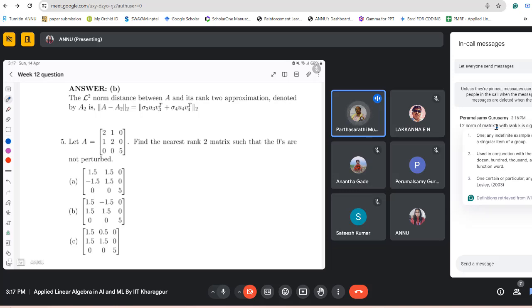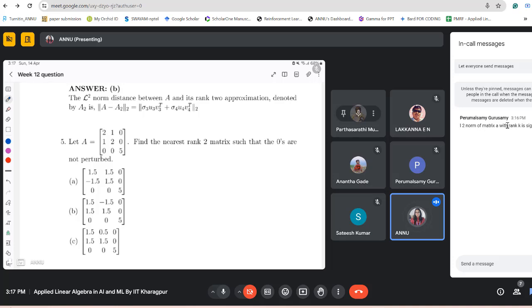Could you please explain a bit more, Mr. Guruswami? Why is it sigma K plus 1? Rank K means the next singular value, K plus 1, is the singular value. No, Guruswami told this. I think it should be the largest sigma value, so sigma K, right? Wait a second, I'm checking.